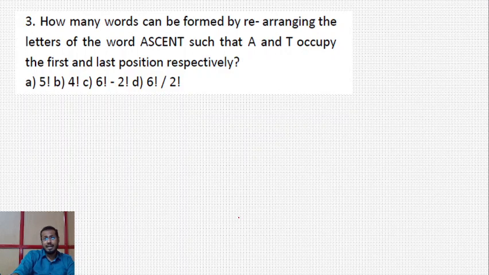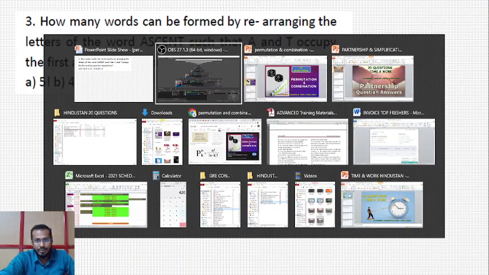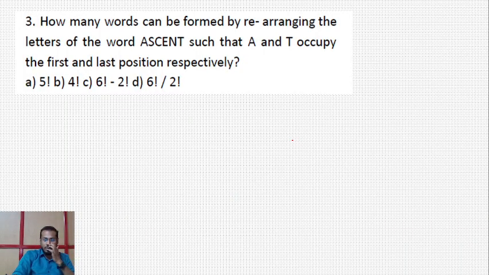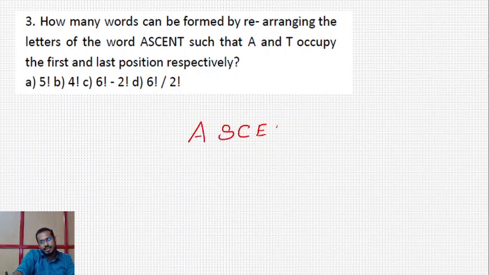How many words can be formed by rearranging the letters of the word ACCENT such that A and T occupy the first and last position respectively? Right. So in this concept, we're going to take the word ACCENT. A should be at the first and T should occupy the last place.